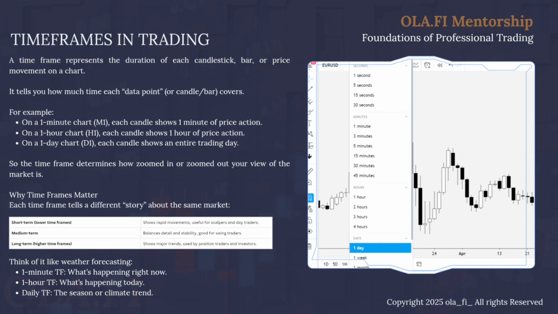There is a lower time frame (LTF), a medium time frame (MTF), and a higher time frame (HTF). These abbreviations are just for ease when talking about it or using it. Think of it like this: the 1 minute time frame shows what's happening right now, the 1 hour shows what's happening today, and the daily time frame will show the season or the climate trend over a longer period of time.